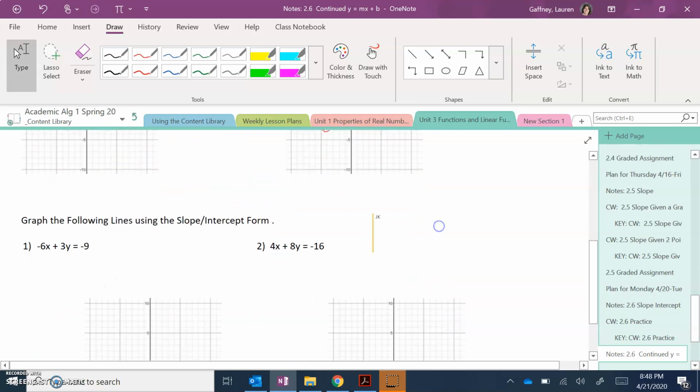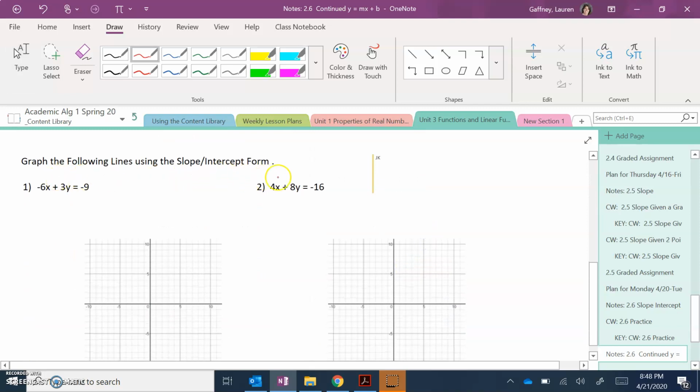So let's add on. Notice it says graph the following lines using slope-intercept form. They are not in slope-intercept form, so the y = mx + b. So that means we need to solve for y. So to solve for y in this one, we need to move this -6x to the other side. So we will add 6x to the other side.